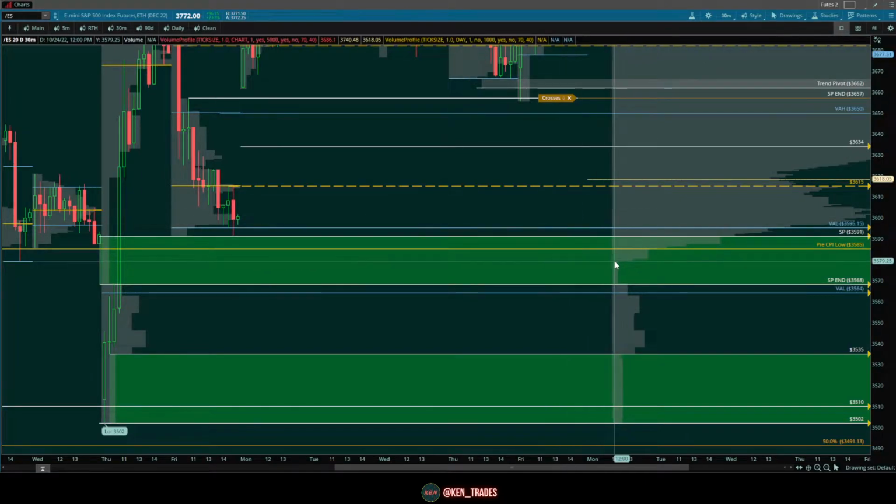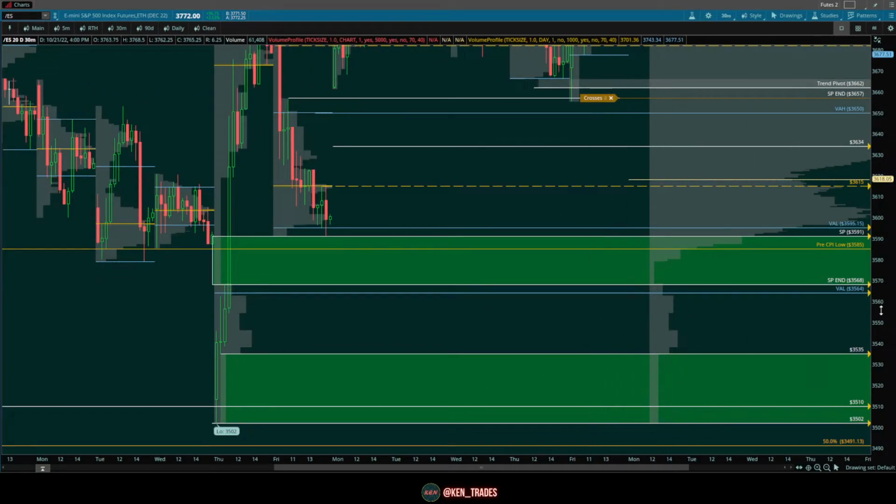Maybe interesting for me to look at. So just take it as 3580, all the way down to 3568. I might look to buy if it comes.